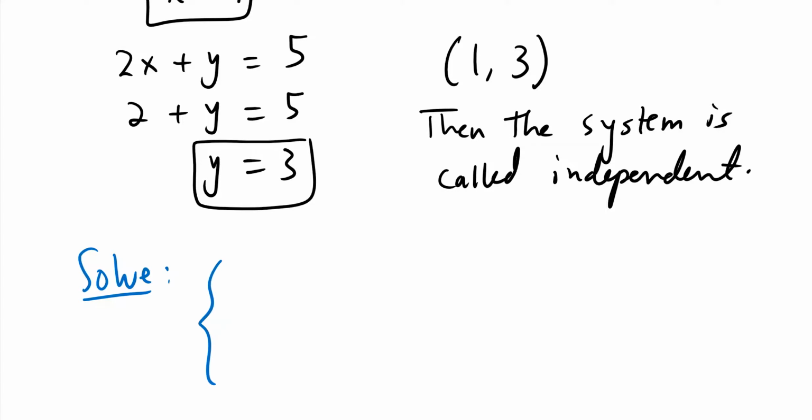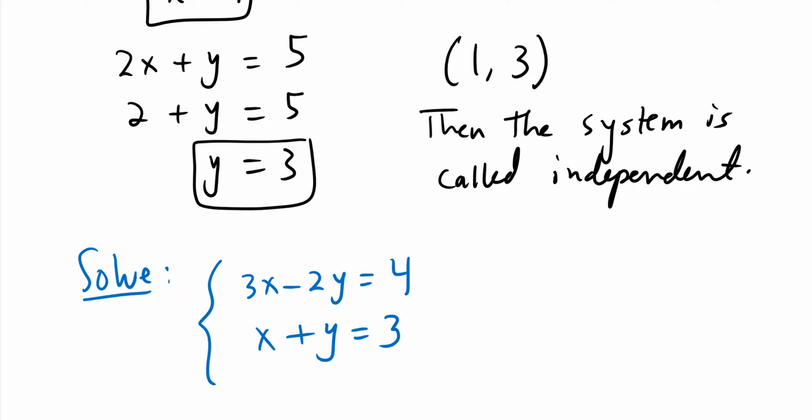Solve by elimination. 3x minus 2y equals 4. x plus y equals 3. So how do we do this by elimination? First thing, if I add them up, neither x nor y cancel each other. Okay, neither x nor y cancel each other.